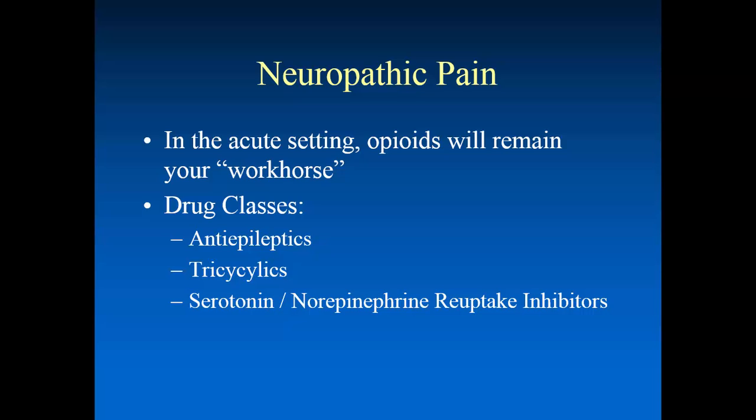Neuropathic pain, which is again going to be a topic in and of itself in future lectures, is also a strong consideration in the evaluation and history of patients. In the acute setting, opioids still can remain your key workhorse to control pain. And oftentimes with that workhorse, we'll add in medications like antiepileptics, tricyclics, serotonin norepinephrine reuptake inhibitors, and even anti-inflammatory drugs such as steroids or non-steroidal anti-inflammatory drugs.